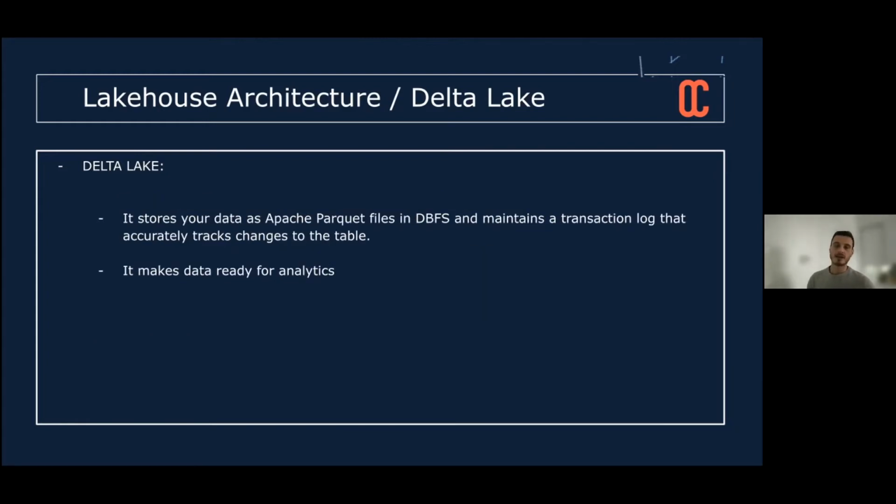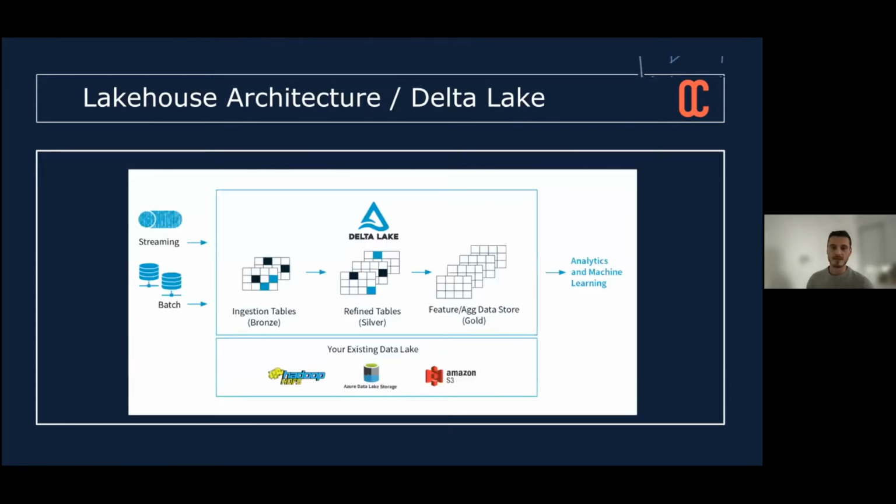Okay, and the way Delta Lake works, it transforms the data and stores it in Parquet files in DBFS, which is the Databricks file system. It maintains a transaction log that accurately tracks changes to the table. So it's pretty much like ACID transactions. And it makes data ready for analytics. That's pretty obvious.